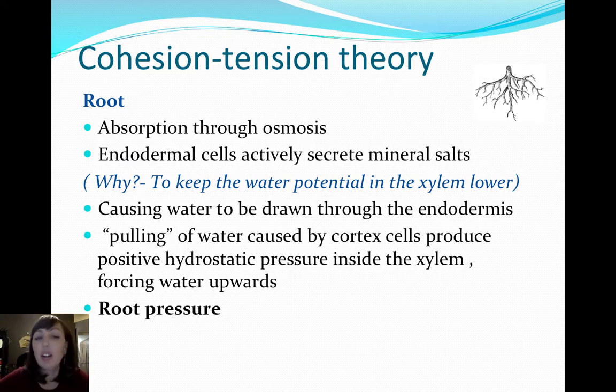So again, absorption in the root through osmosis. Endodermal cells actively secrete mineral salts, and this is to keep the water potential in the xylem lower, which is really interesting. And this is causing water to be drawn through the endodermis. There's this pulling of water that's caused by cortex cells, which produce a positive hydrostatic pressure inside the xylem. And this is forcing water upwards.